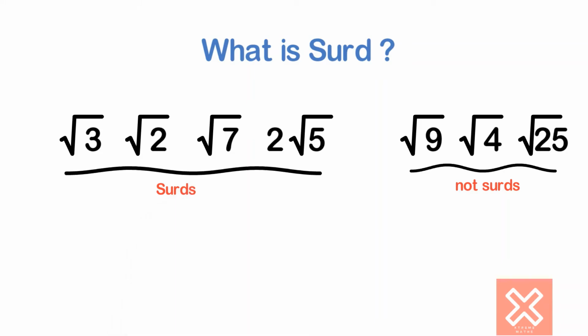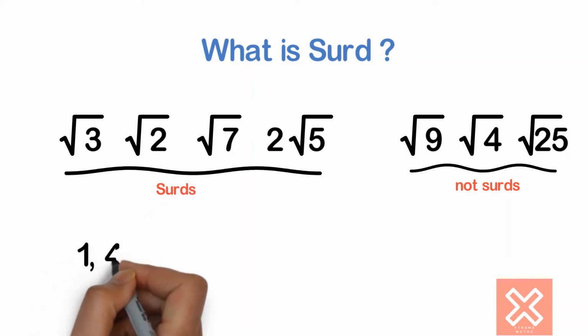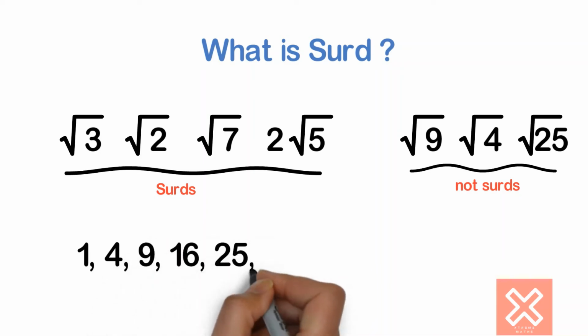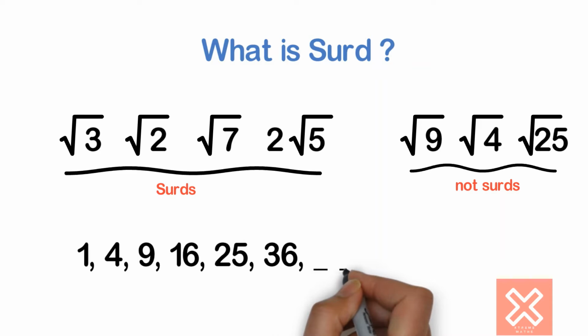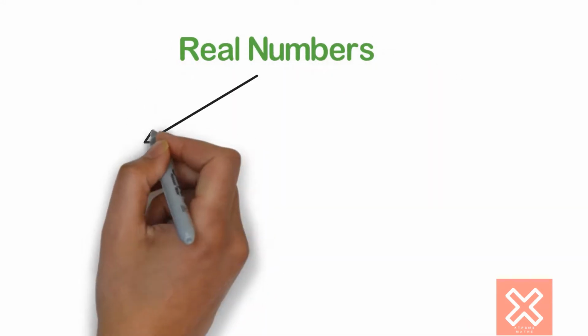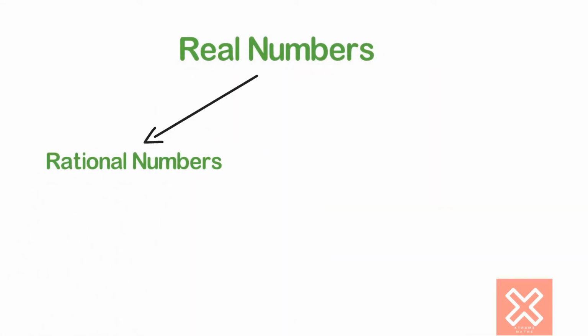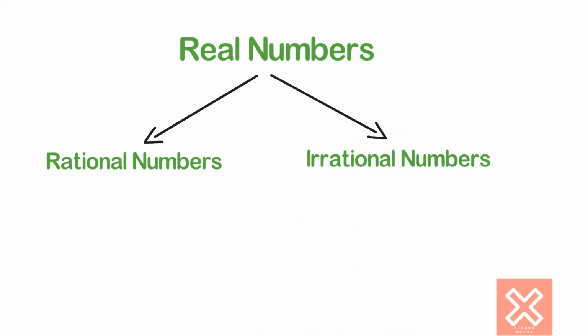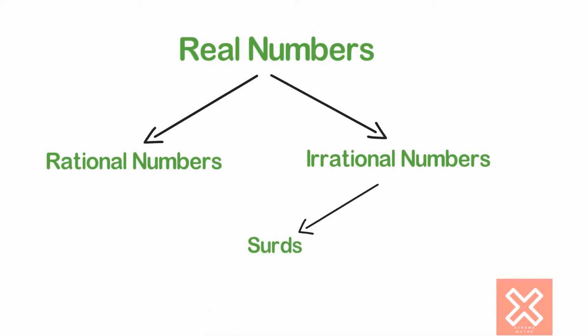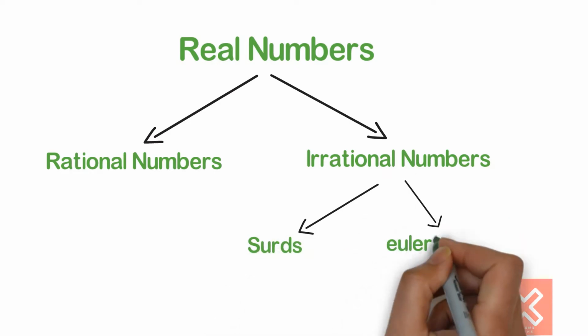Now look at these numbers: 1, 4, 9, 16, 25, 36. These numbers are perfect squares. They are not surds. We can divide real numbers into two parts: rational numbers and irrational numbers. Irrational numbers again divide into two parts: surds and Euler's numbers.